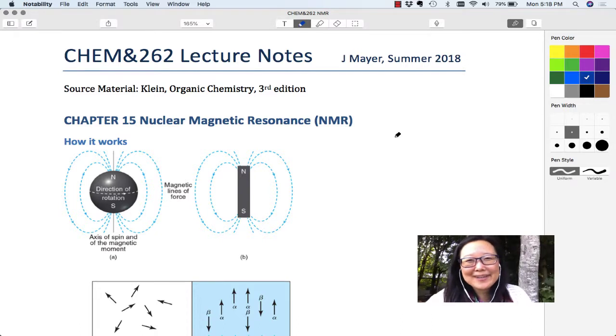Hi everyone, we are here at Evergreen State College still. It's very beautiful here, and I just want to tell you about NMR today. So NMR is nuclear magnetic resonance. It's a technique that we use to figure out the structure of molecules.